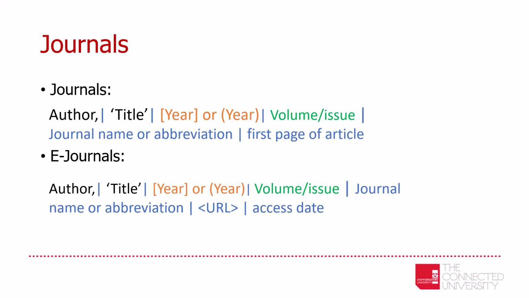Similarly, for e-journals, in place of the first page of the article, we provide a URL link with an access date stating when we first accessed that resource for this assignment. Use the more than and less than symbols around your URL link.